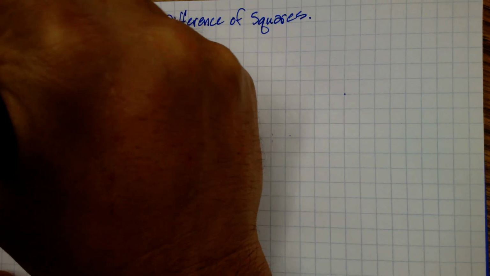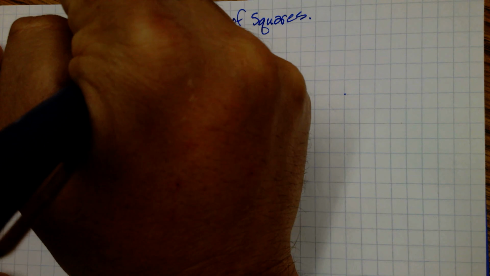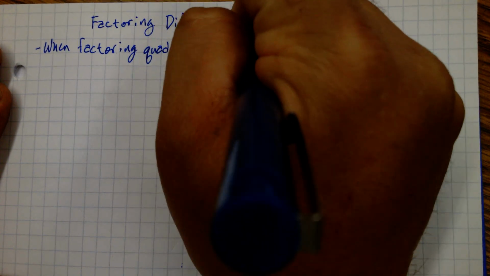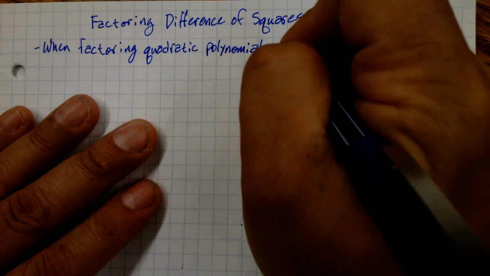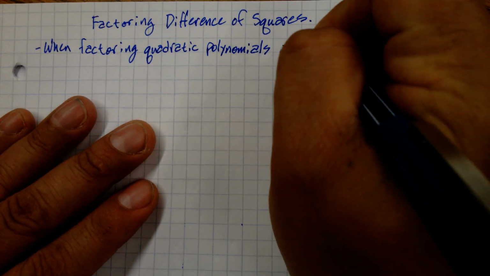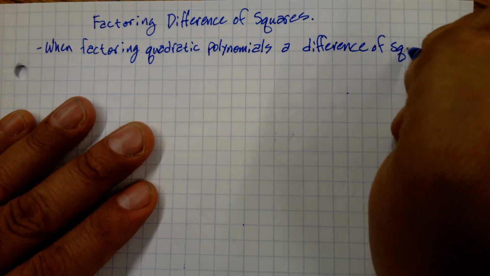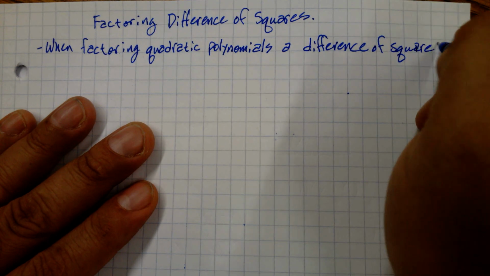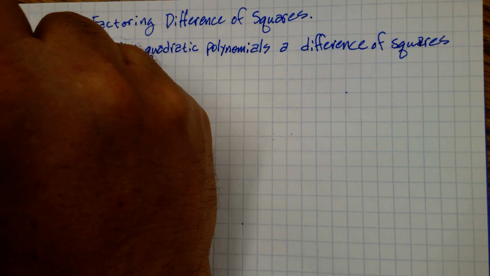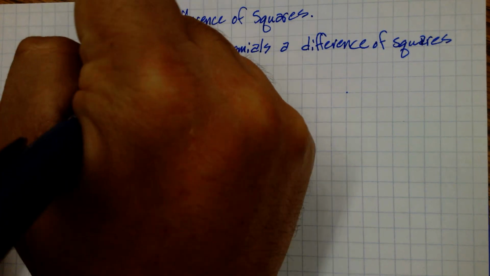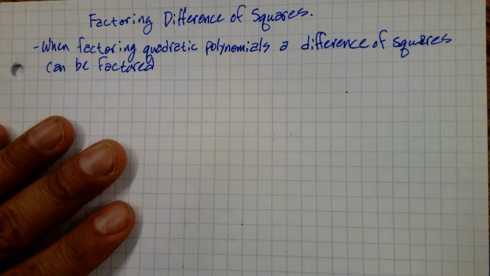When factoring quadratic polynomials, a difference of squares can be factored as follows.